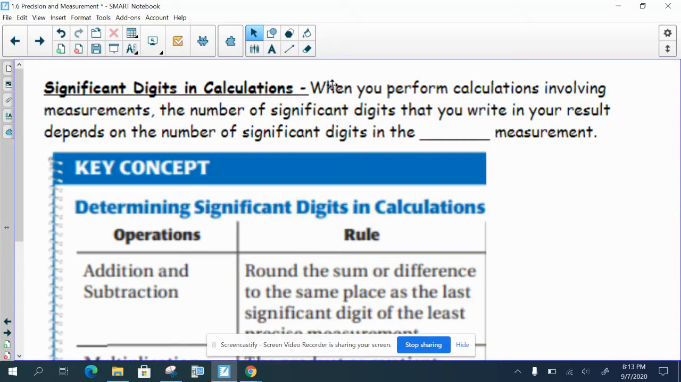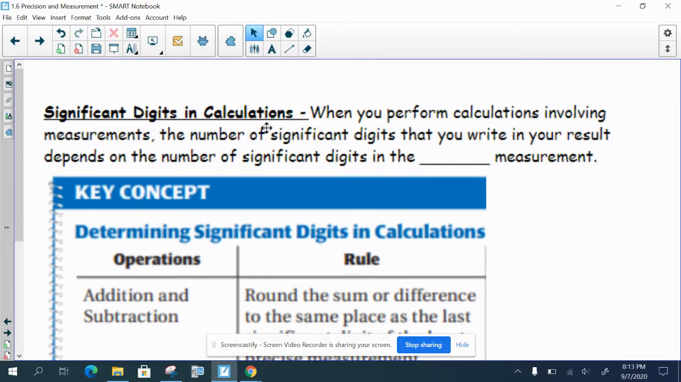Hello, everyone. Today we're going to be talking about the second part of Lesson 1.6, Precision and Measurement, which is about calculating with significant digits. There are some specific rules that we'll need to talk about in order to determine how we need to round using significant digits, whether we're adding and subtracting or multiplying and dividing.